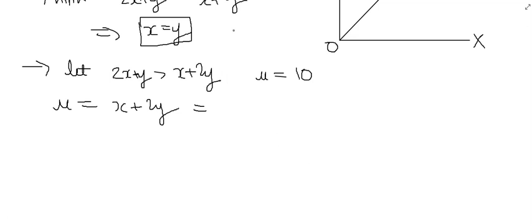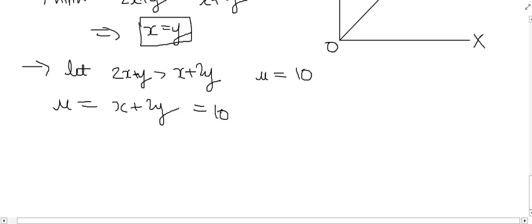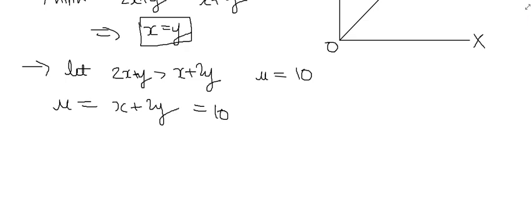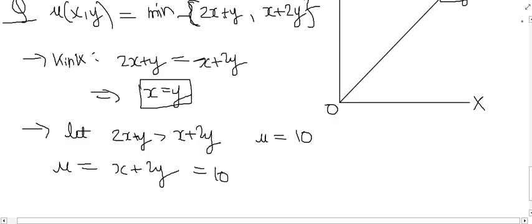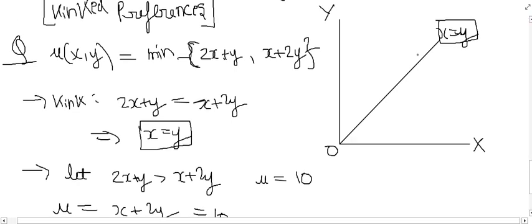Equal to 10. Okay, so our points would come like this: we have 10 comma 0 as the x-intercept and 0 comma 5 as the y-intercept. 0 comma 5 and 10 comma 0.